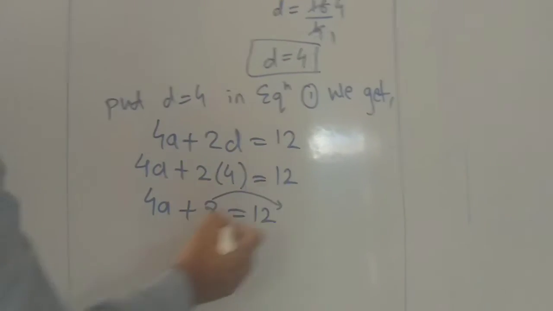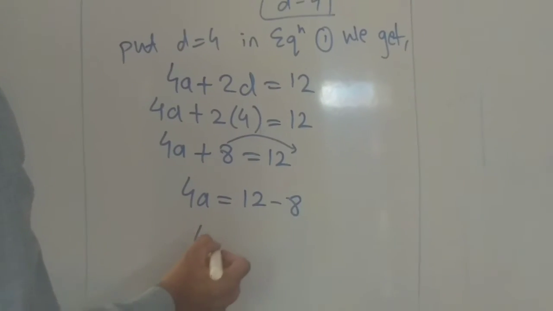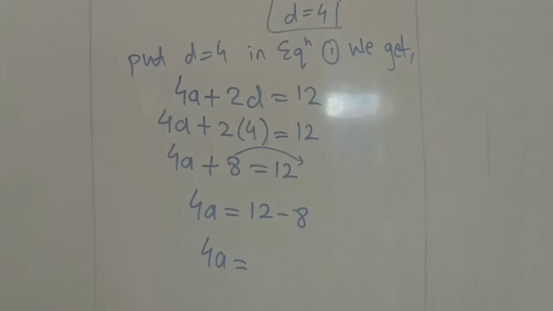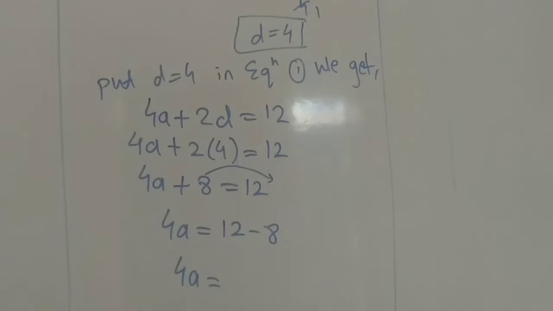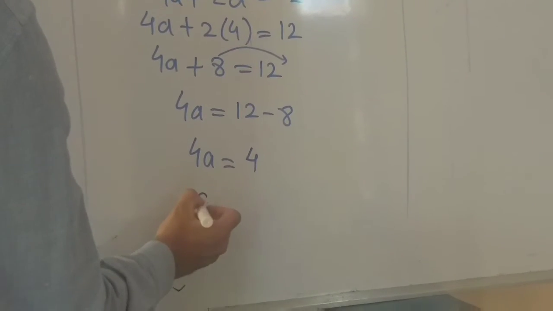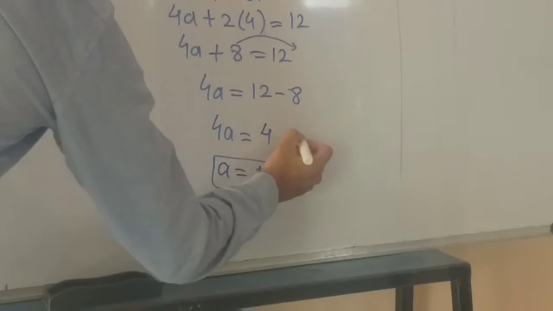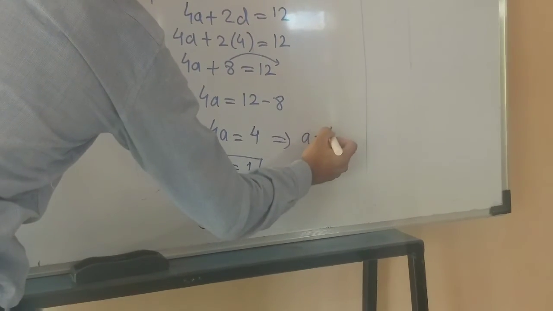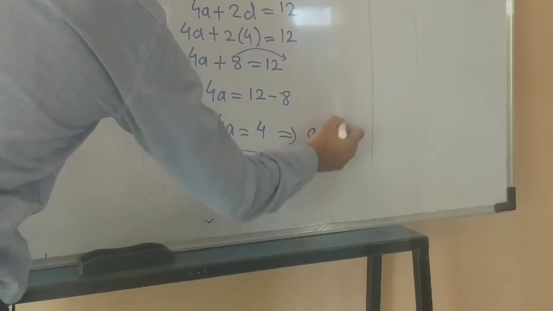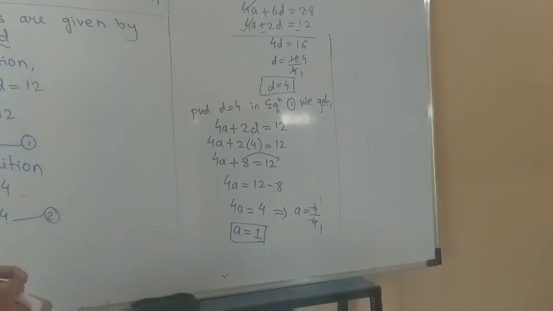8 will go to the other side. What will you get? 4a equals 12 minus 8. 12 minus 8 is 4. So a will be 4 upon 4, that is 1. 4 1s are 4. So we get a equals 1. So we have got the values of a and d.